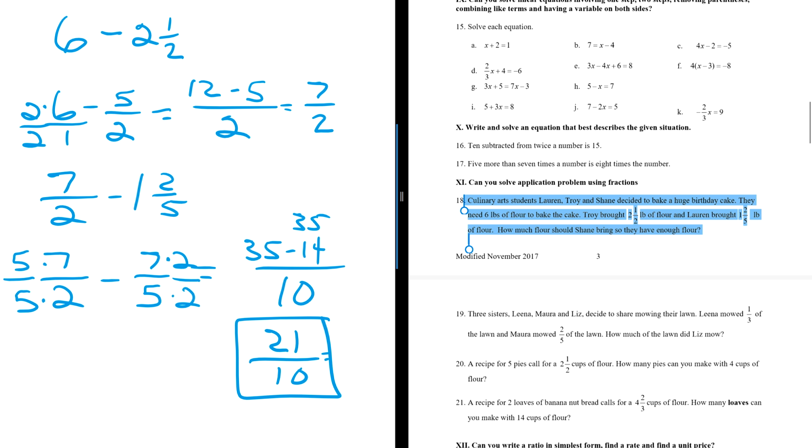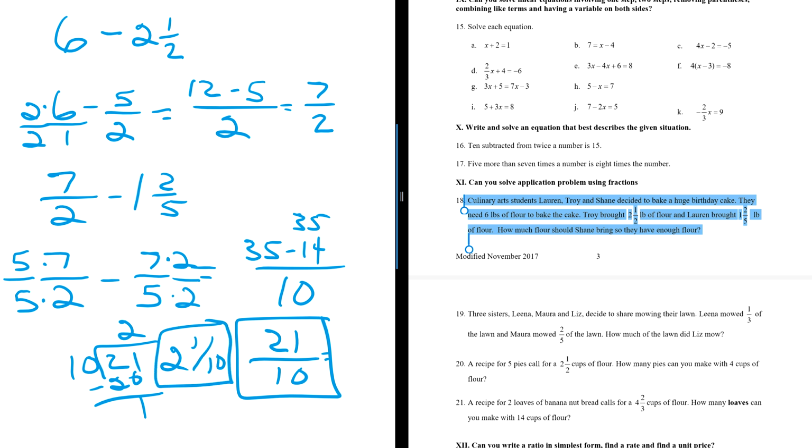Well, and notice these are all in mixed numbers, so change that to a mixed number and you'll be okay. So 10 into 21, again, your calculator is doing this for you. This will go in 2 times. That gives me 20, subtract, bring down the 1, and it looks like I'm done. So this is going to read 2 and 1 over 10. That's what Shane has to bring. Okay, that's how you do that problem.